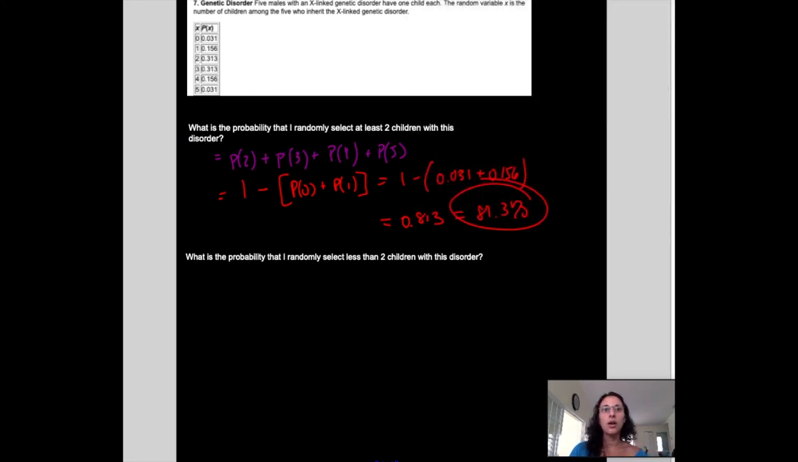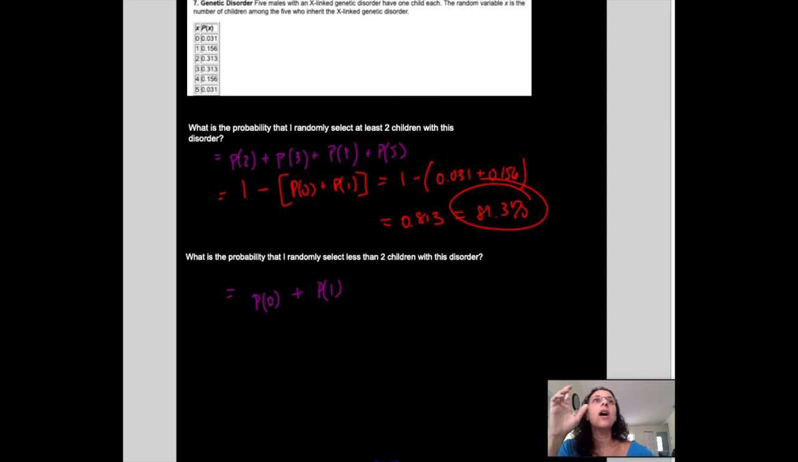So less than 2, what is less than 2? I'm not including 2. Less than 2 is 0, let me not forget 0, 0 or 1. So I have to add the probability of 0, and I have to add the probability of 1 to do less than 2. Well, that's only 2 different calculations if I had to calculate that. That's only this one and this one. Is it easier? Well, let's talk about the complement, and then we'll talk about which one is easier.